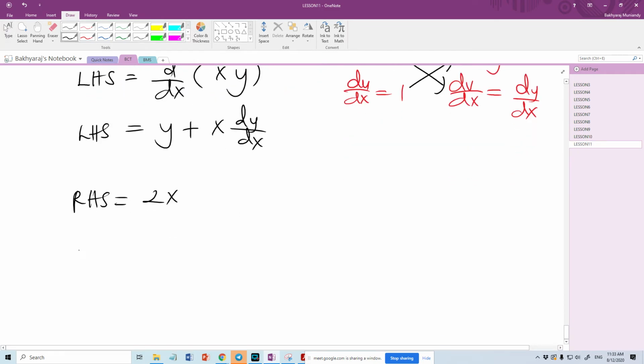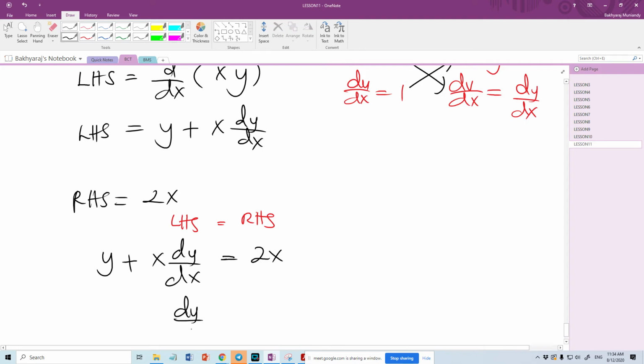So we will get y plus x dy dx will be equals to 2x. Okay, sebabnya left hand side mesti sama dengan right hand side. So kita boleh gabung jawapan ni. But now my case I want dy dx, right? So what is my dy dx? Apa jawapan dia? Dy dx equals 2x minus y divided by x. Betul. Okay, betul. 2x minus y divided by x.